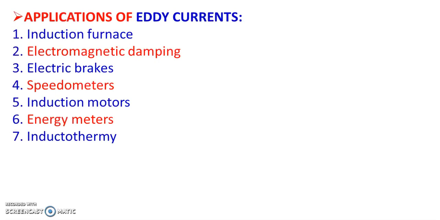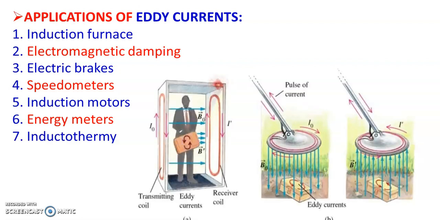Now, there are various applications of the eddy currents, such as number 1, induction furnace, number 2, electromagnetic damping, number 3, electric brakes, number 4, speedometers, number 5, induction motors, number 6, energy meters. That means the meters which you are using in your house for measuring how much electricity you are consuming, and inductothermy.